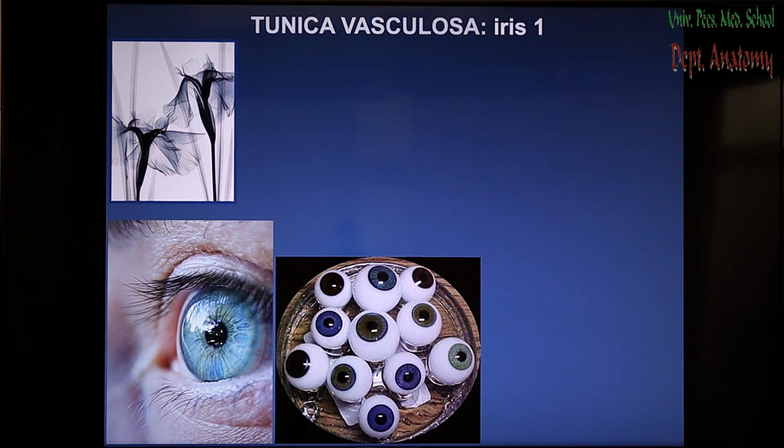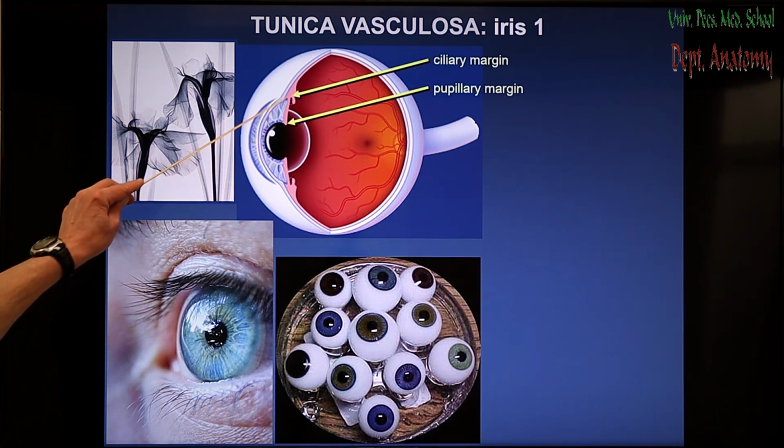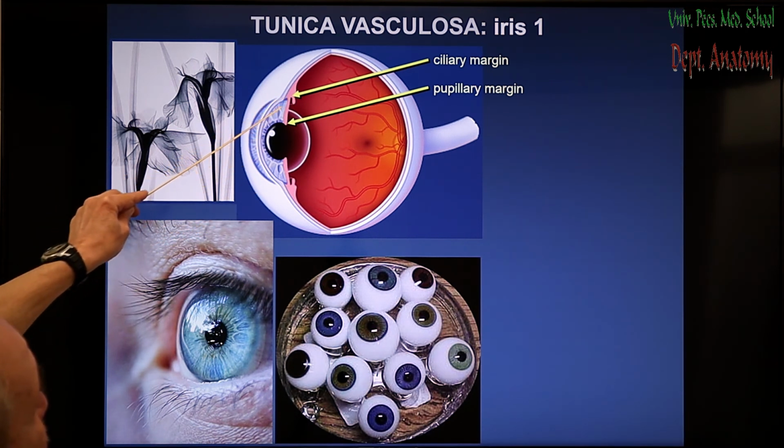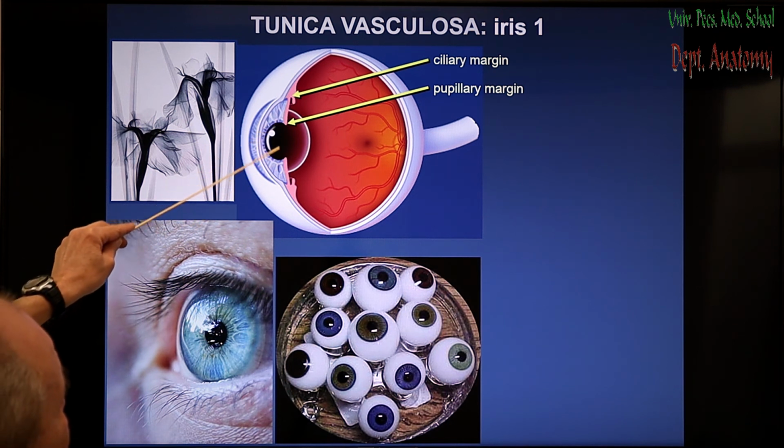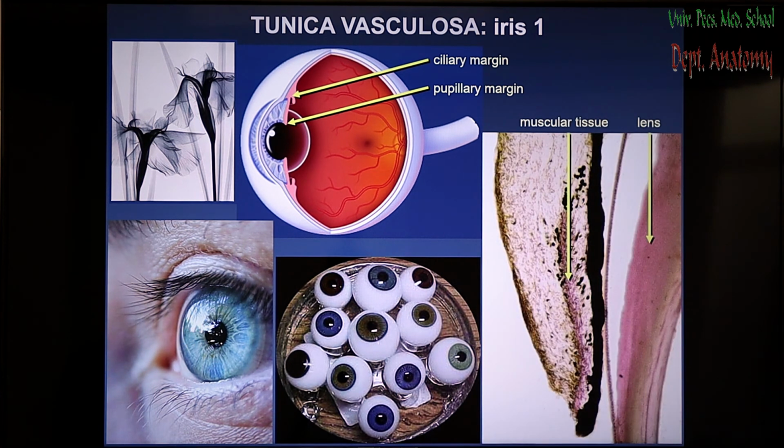Finally, the last part of the tunica vasculosa, the most anterior part, because of its beautiful appearance, freely visible through the transparent cornea, is named the iris, resembling this flower. And this iris is a diaphragm-like flat membrane, accordingly having two margins. Where it is attached to the ciliary body, that is called the ciliary margin, and it leaves an opening at the center, and that is the pupil, through which the light can get to the retina.